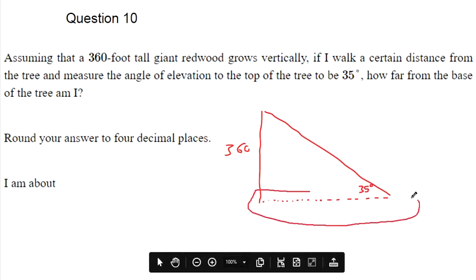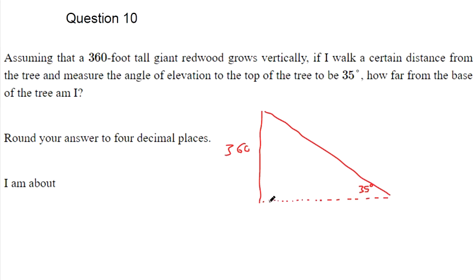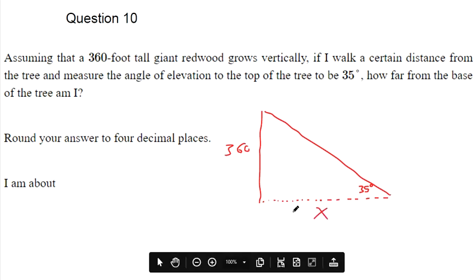So they're asking for this, right? That's the distance to the base of the tree. We know how tall the tree is, we know the angle from where we are, and that's assuming that the person doesn't have any height, right? The angle's coming from the ground. Okay, so let's call this x, and then we're going to use right angle trigonometry, assuming that this tree makes a right angle with the ground.